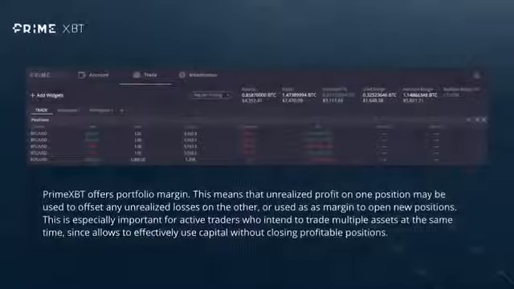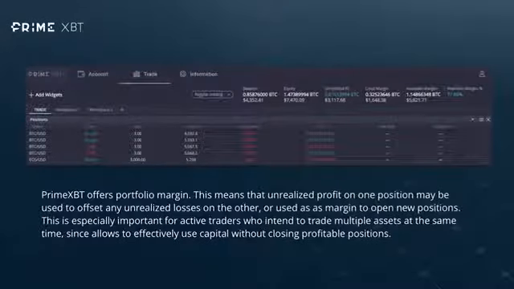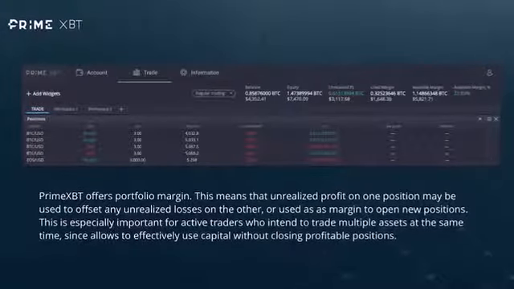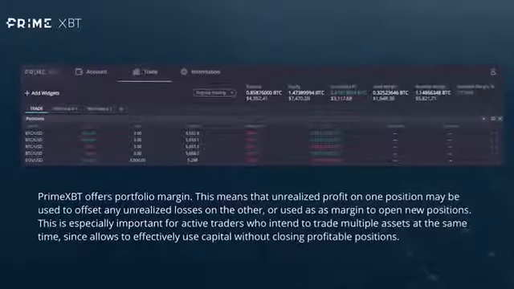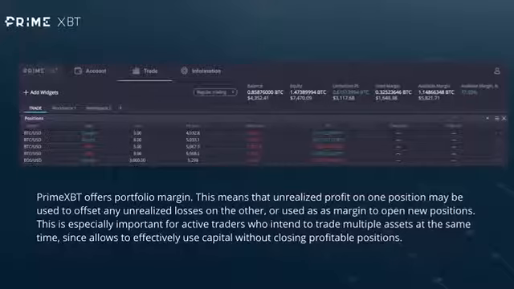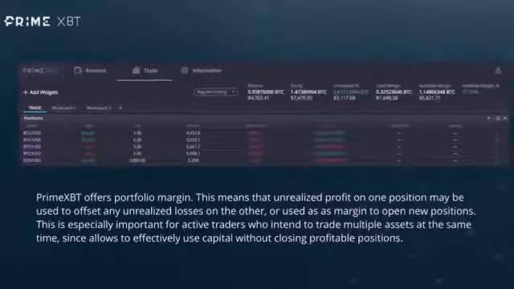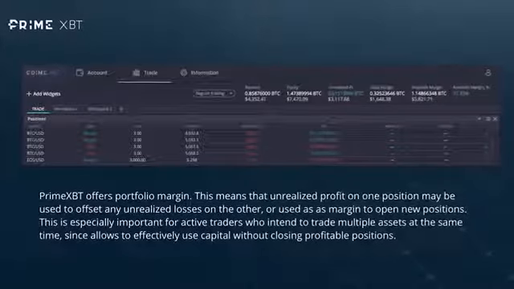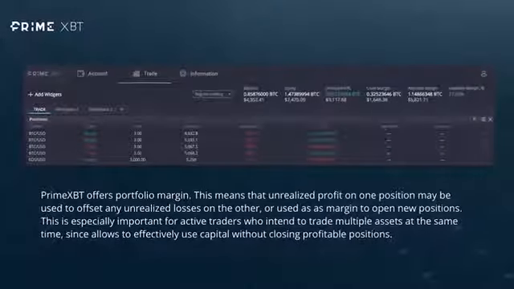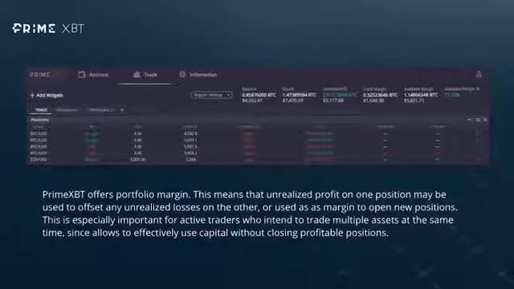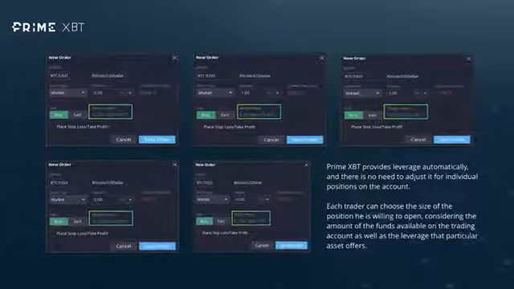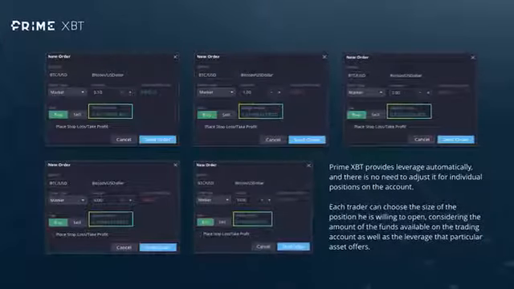PrimeXBT offers portfolio margin. This means that unrealized profit on one position may be used to offset any unrealized losses on the other, or used as margin to open new positions. This is especially important for active traders who intend to trade multiple assets at the same time, since this allows them to effectively use capital without closing profitable positions. PrimeXBT provides leverage automatically, and there is no need to adjust it for the individual positions on the account.